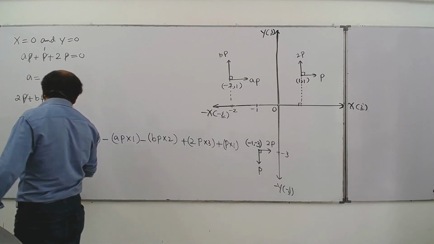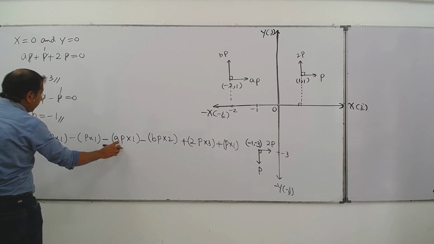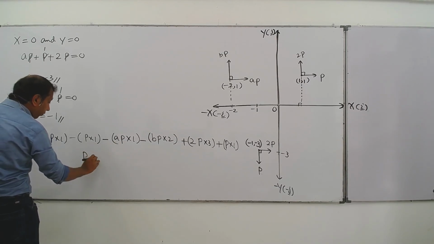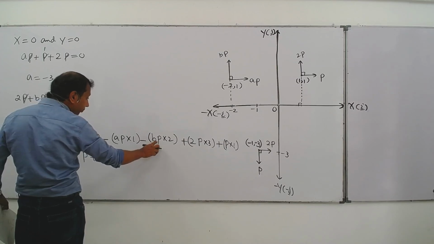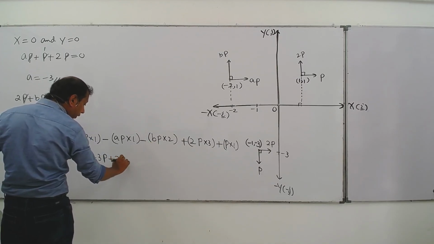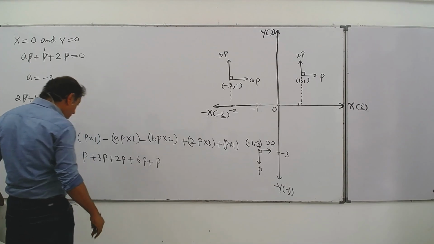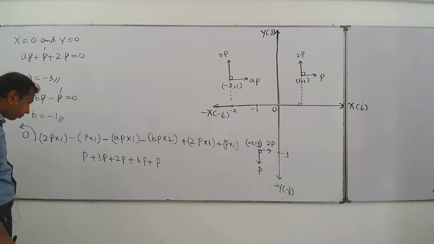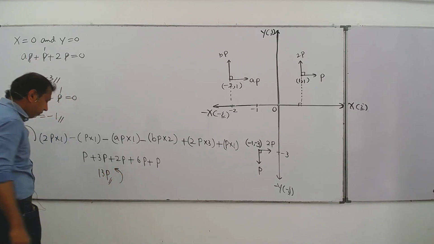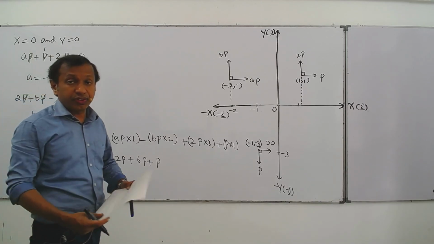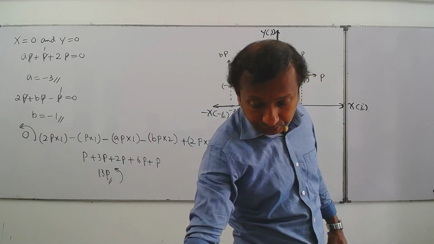Now we can simplify here. 2P minus P, here P. Here A is minus 3, then here we get plus 3P. B is minus 1, then here plus 2P. This is 6P. There P. Then we get 13P, the moment, in the anticlockwise sense, of this couple. That is how we do that question.